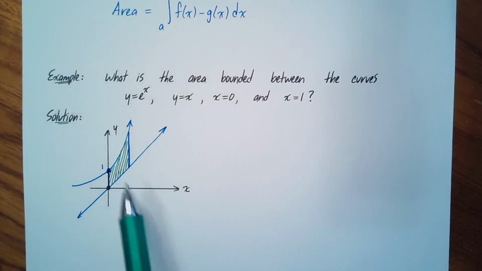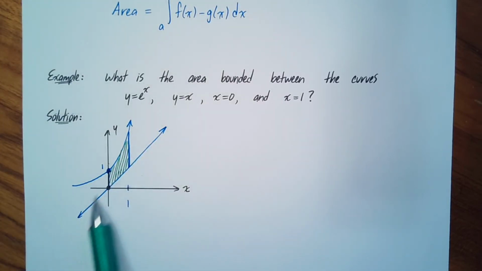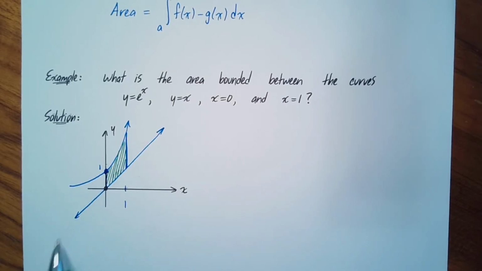How do I know we're talking about this region and not this region over here? Well, if it was this region over here, where's the other bound? There's no bound. If this line just keeps going down, and this curve just keeps going along closer and closer to the x-axis, then if you looked at this region over here, it's infinite. It's not a well-defined finite region.